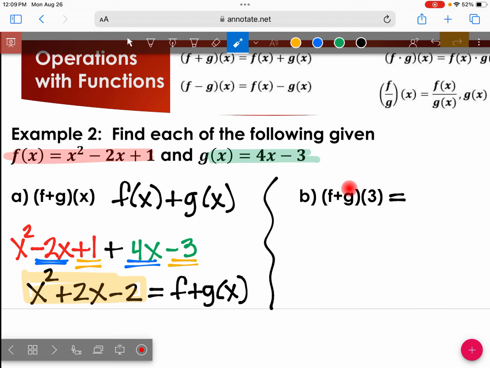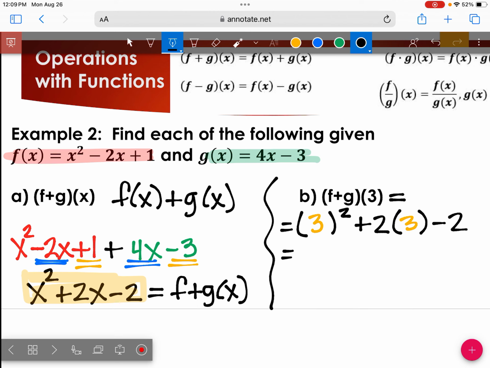in part A. This says use the f plus g function and put a 3 in for the input. That's what this is telling you to do. So the first way to do this would be to use this function that we created and put in a 3. So let's do that. So that means I would have x squared plus 2 times x minus 2. Go ahead and put a 3 in. And see what you get.